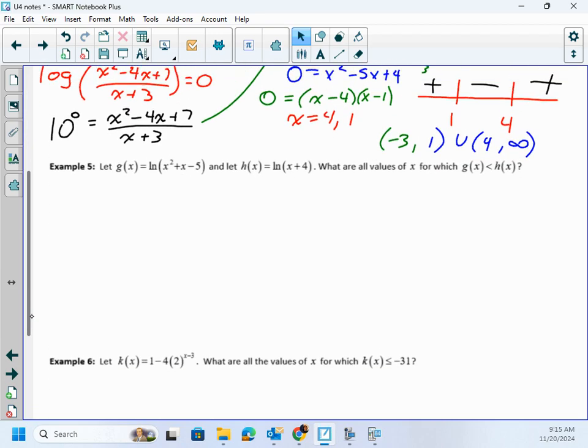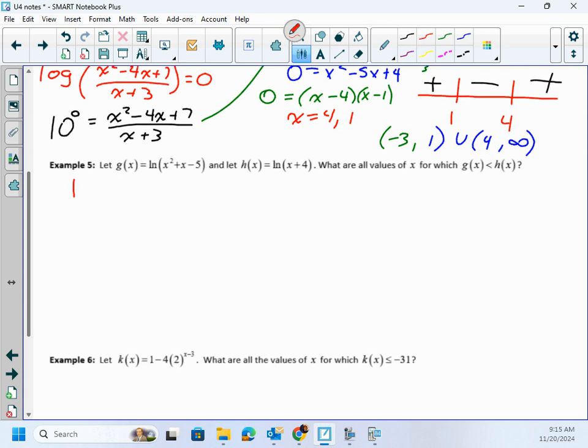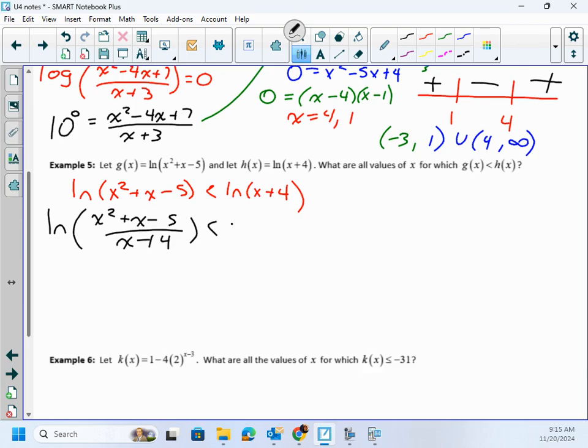Example 5, one's less than another. So the natural log of x squared plus x minus 5 is less than the natural log of x plus 4. I'm actually going to move them both to one side. We'll talk about why in just a second. Because we're talking about these, we have to talk about it being less than 0. Oops, I lied. I jumped ahead, so let me do step one. Natural log of x squared plus x minus 5 minus the natural log of x plus 4 is less than 0.